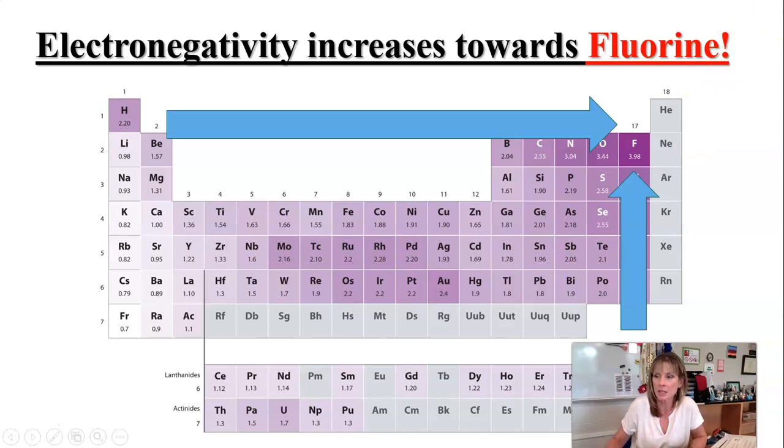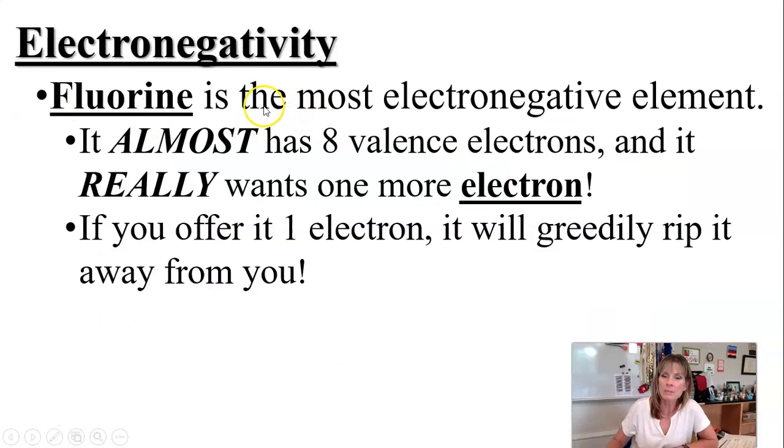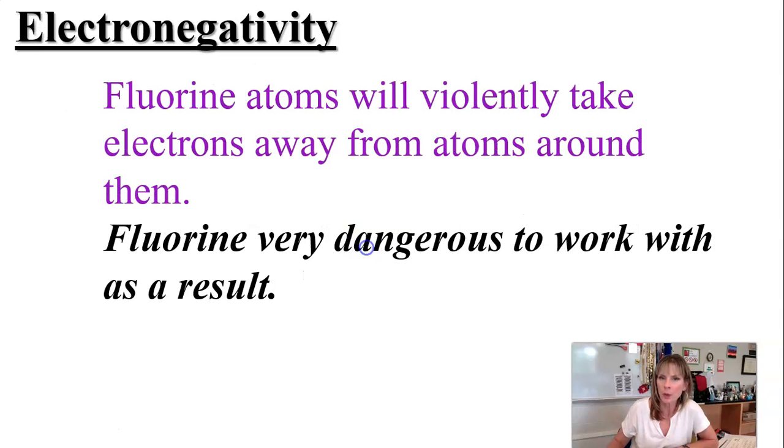So you see here, fluorine has the highest electronegativity. Noble gases have 0 for electronegativity. Down here on the other side of the periodic table is the least attraction for electrons when they're bonded. But fluorine has the highest electronegativity. Fluorine's the most electronegative element. It almost has 8 valence electrons, and it really wants one more, really close to the nucleus too. If you offer it one electron, it will greedily rip it away from you.